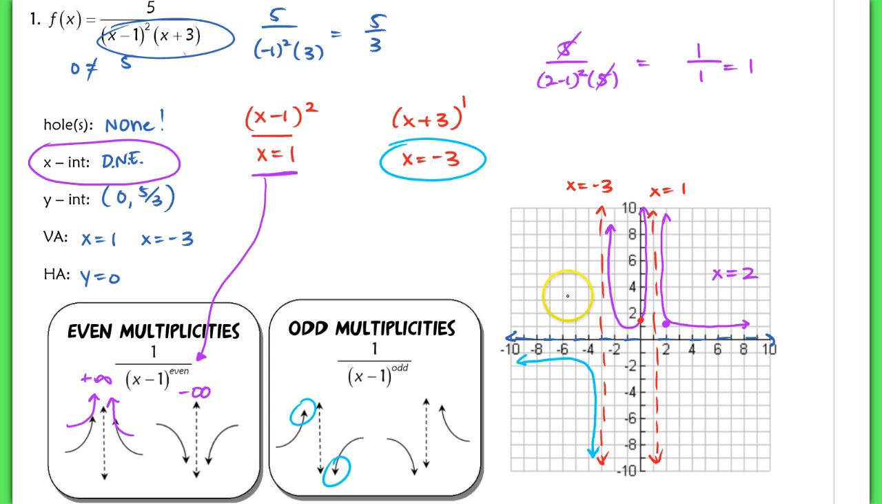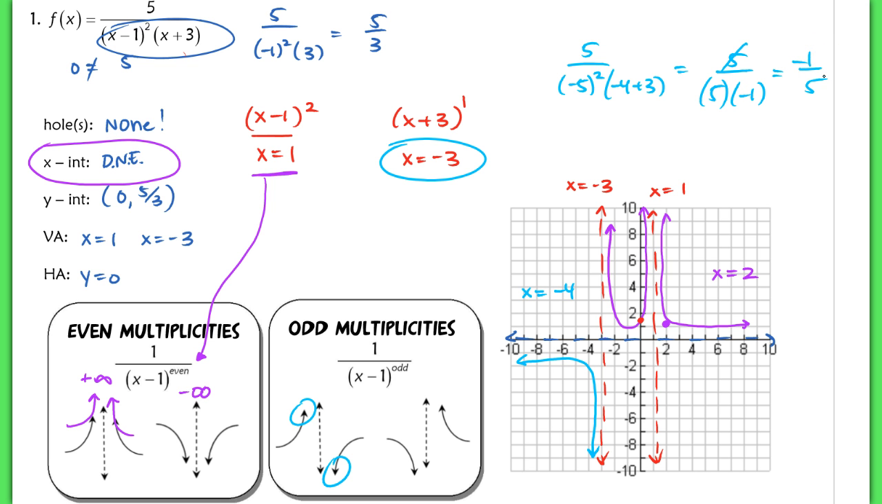And likewise, I can always plot a point to the left of this vertical asymptote x equals -3. Let's say I plug in the point x equals -4 into my function. Now I have 5 over -4 minus 1, which is -5 squared, times -4 plus 3. So if I just evaluate this, let's cancel out the 5 at least. So it's going to be positive, and that'll be negative. So I have -1/5. Okay, so as you can see, the point (-4, -1/5) is going to be below the x-axis, which is why this other branch here is drawn below the x-axis as well.